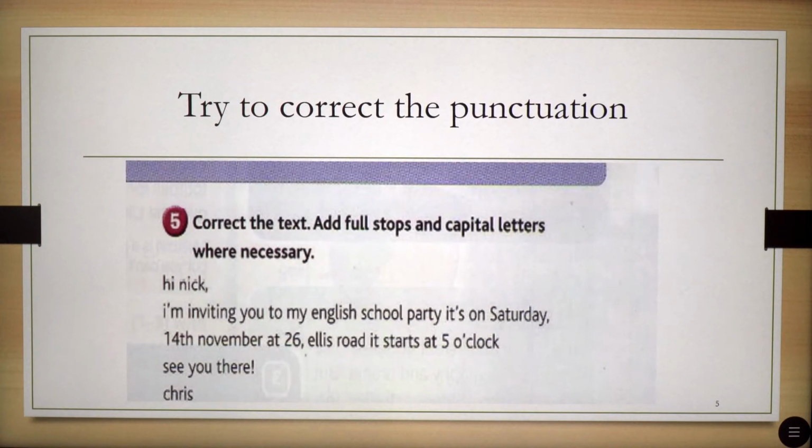At 26, Alice has to be with a capital. It starts at 5 o'clock. So you see, at the end of the sentence, there should be a full stop. And also See. See is the beginning of the sentence, so the first letter has to be capital. See you there. Chris. Chris is the name of a person. It has to be capital too.